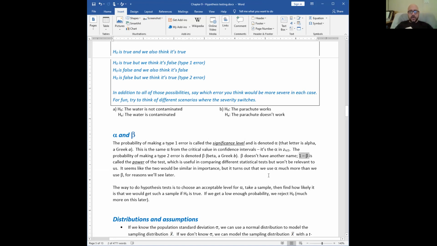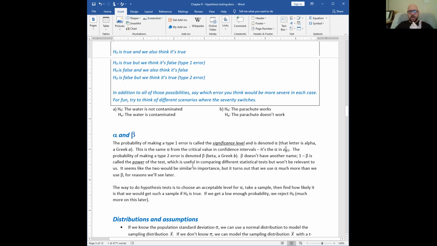You've actually seen this alpha before. This alpha is the alpha in Z alpha over 2. So if you remember back from the confidence interval video and homework, I mentioned that I couldn't explain what the alpha was yet. And this is why, because I had to tell you about what hypothesis tests were and what errors in hypothesis tests were first. Alpha is the probability of making a type 1 error. I will have another video up talking about why that is a thing that we care about. You're going to want to watch the p-value video first, which is going to be the one after this.